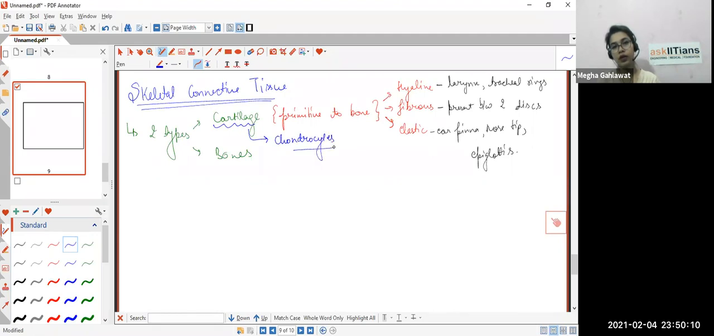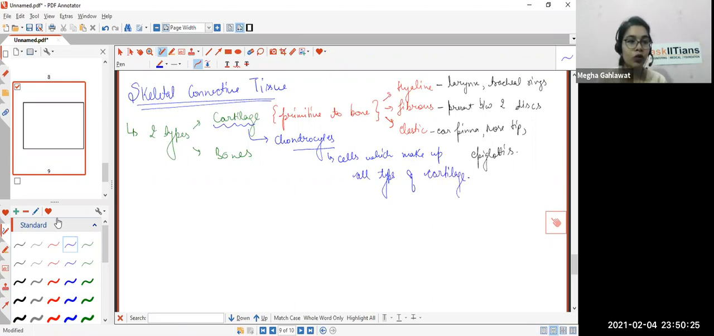Chondrocytes. Okay, what are these? These are the cells which make up all types of cartilage. Now, that being said, we'll move forward to what?